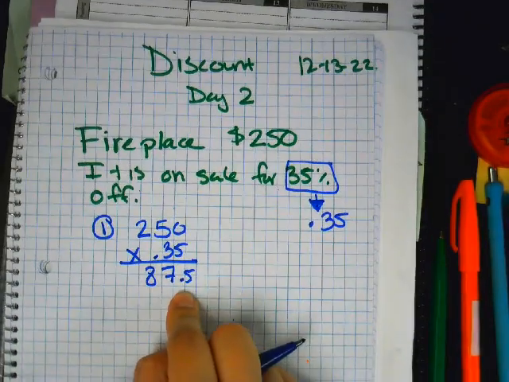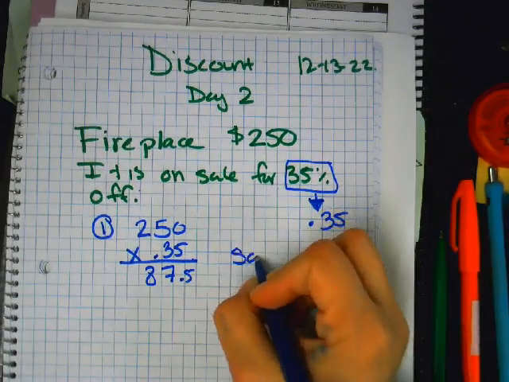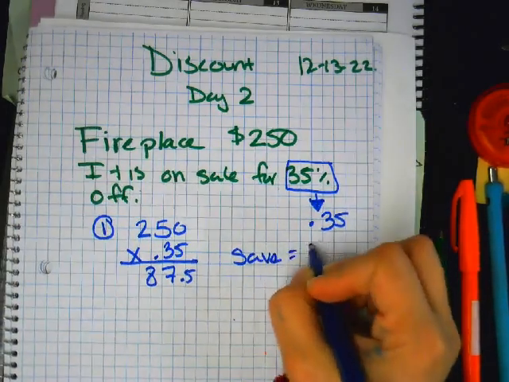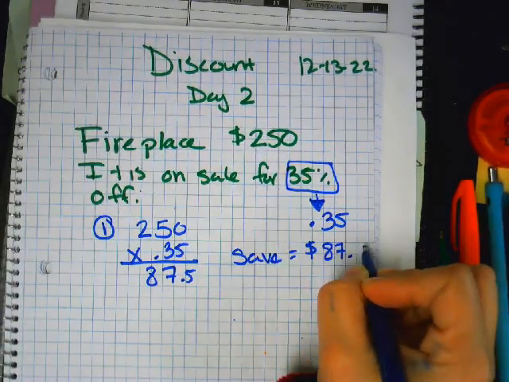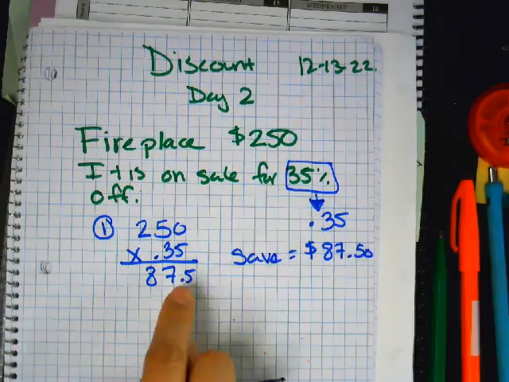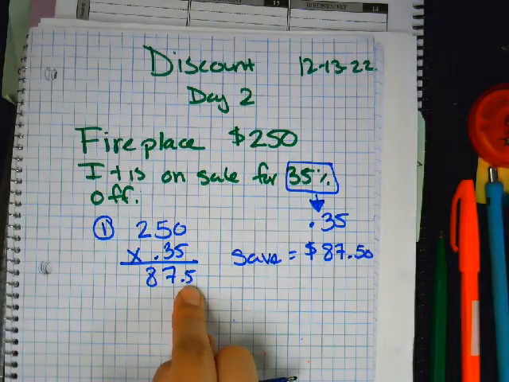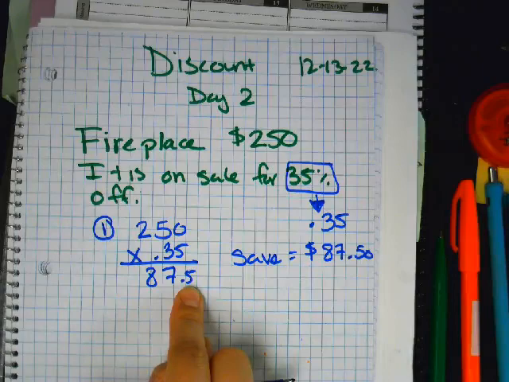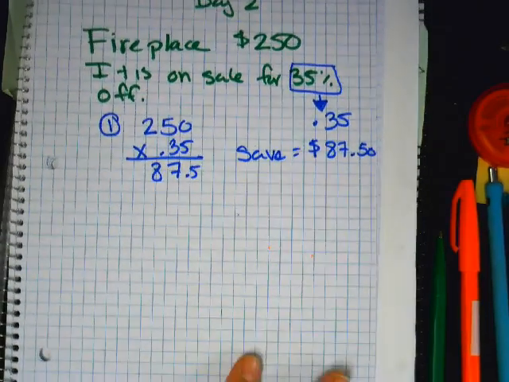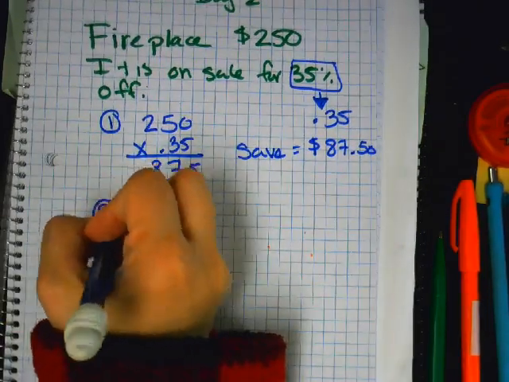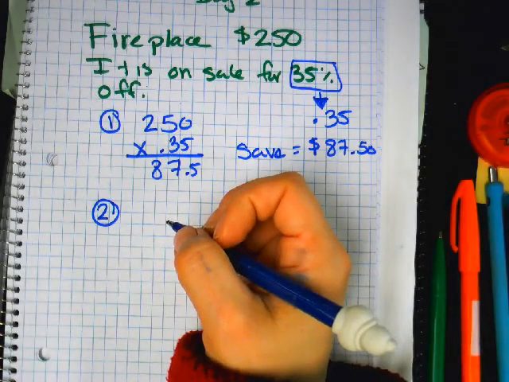It's how much you're saving. Very good. So we're going to save $87.50, right? When it ends in 0.5, that means it's 50 cents. There's no zero there. All right. Now you have to see what's the new price. So subtract. Yes. So our second step is to subtract.